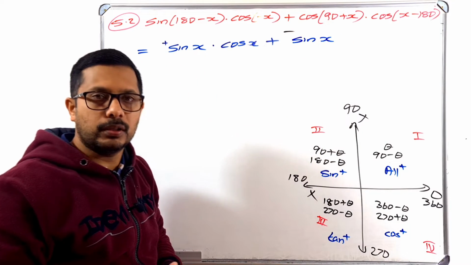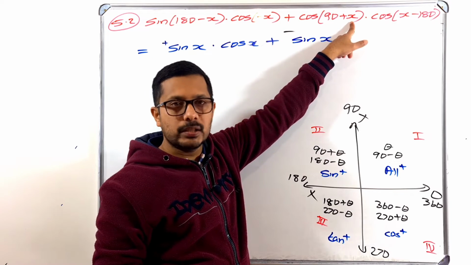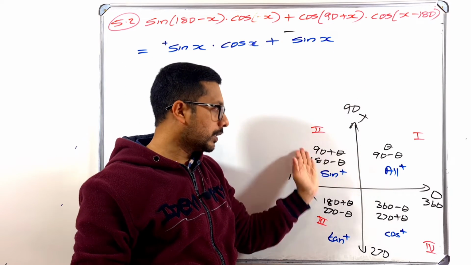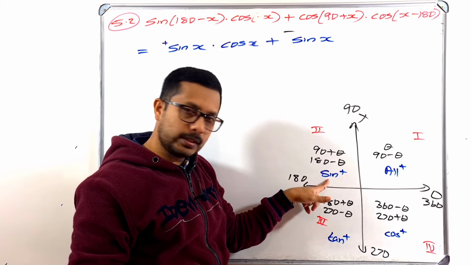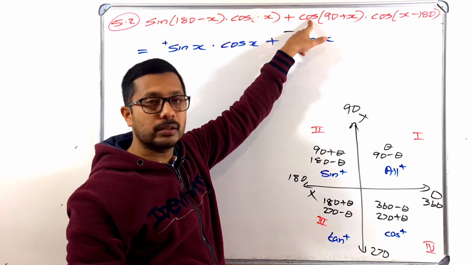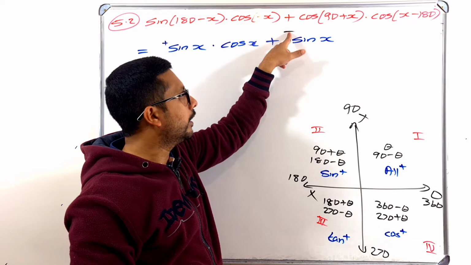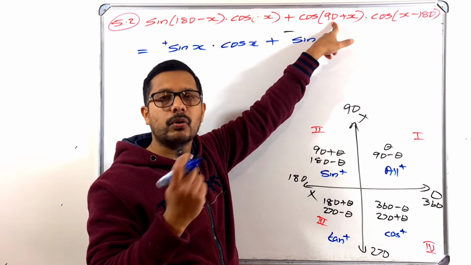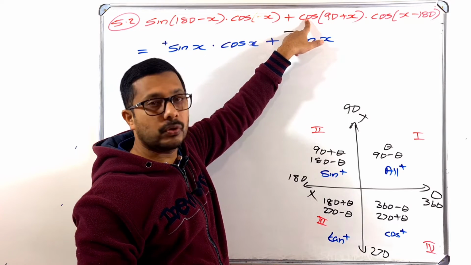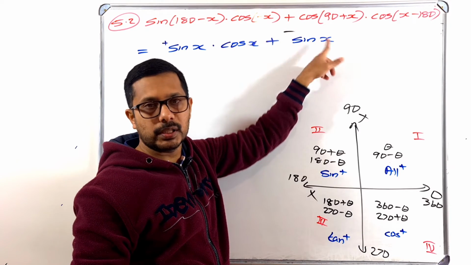Listen once more. 90 plus x is in which quadrant? 90 plus x, second quadrant. In the second quadrant, what is positive? Sine is positive. Here what? Cos, so it is negative. 90, yes, there is a change to its cofunction. What is the cofunction of cos? It is sine. So it is minus sine x.